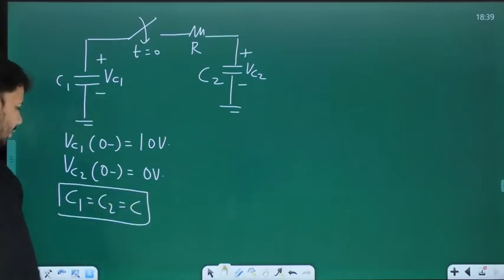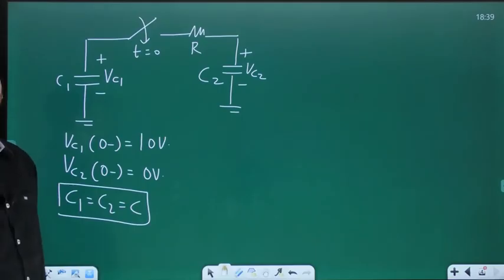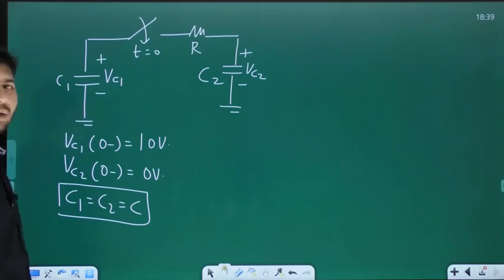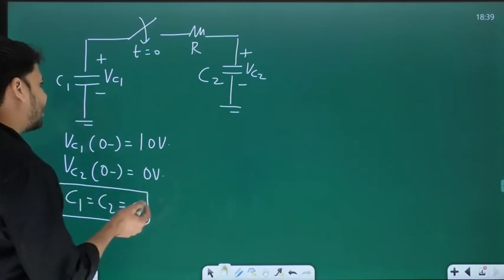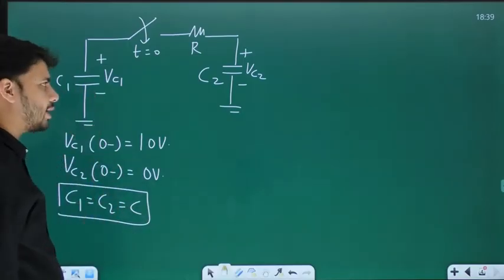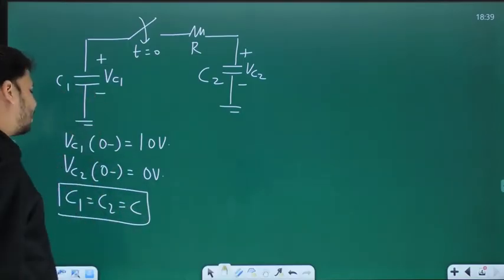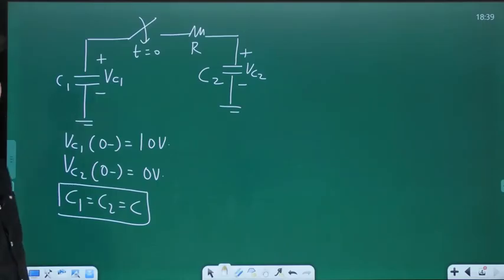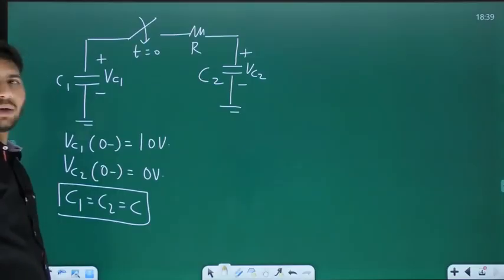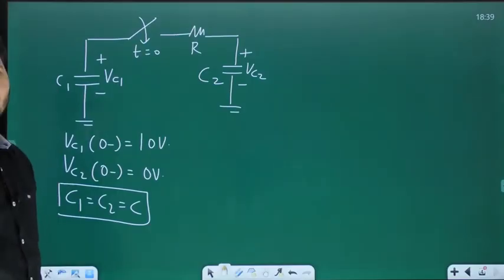And again, for the sake of simplicity, let us assume C1 and C2 both are equal. They need not be equal. Okay. So as an example, let us take them to be identical. Let them be equal to C and so on. So VC1 of 0 minus is 10 volts, which means C1 is initially charged, whereas VC2 at 0 minus is 0. So C2 is initially uncharged. And then you have this switch which is being closed at t equal to 0.